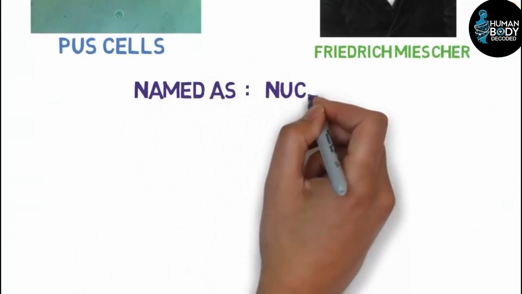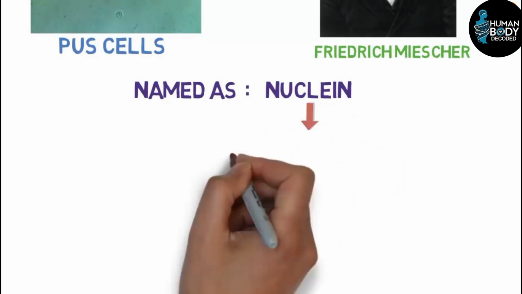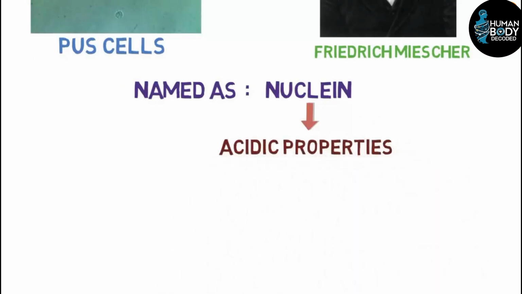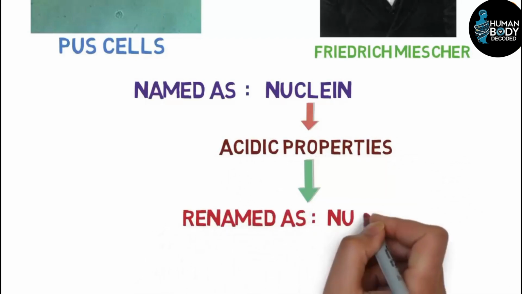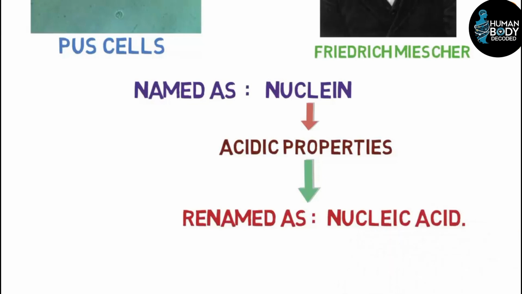Then he named it nuclein. But later it was found that the properties of nuclein are acidic. And since its properties are like an acid, that is why its name was changed to nucleic acid. And this is how nucleic acids were discovered.